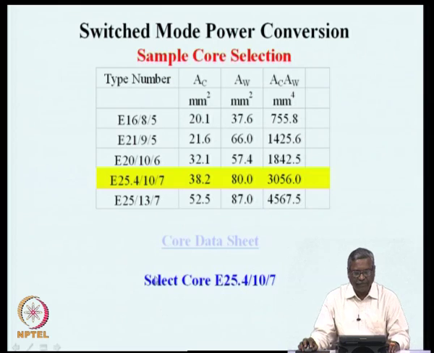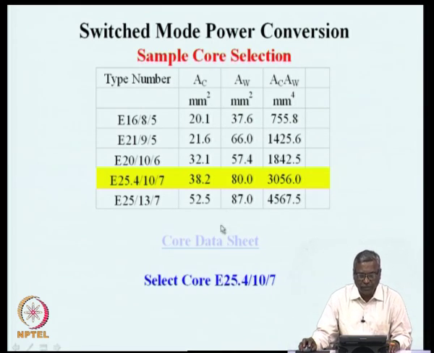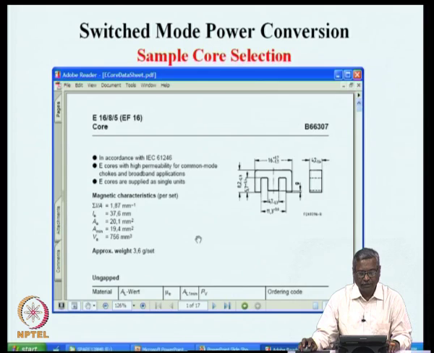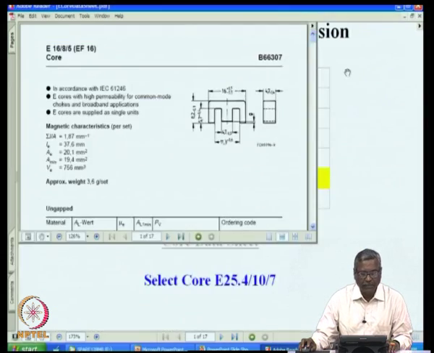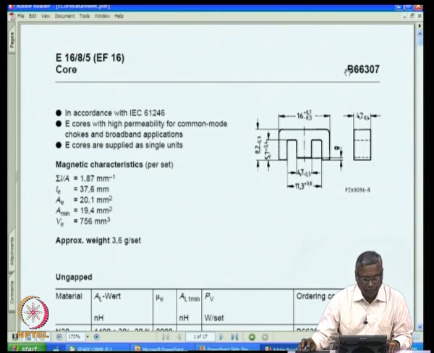So, as a result we can say that this is the core that has to be selected. So, let us look at how this core looks like and what are the other important characteristics of this core. What I have here is a data sheet for the core. Let us open it and see the data sheet. Now, this is made by EPCOS.